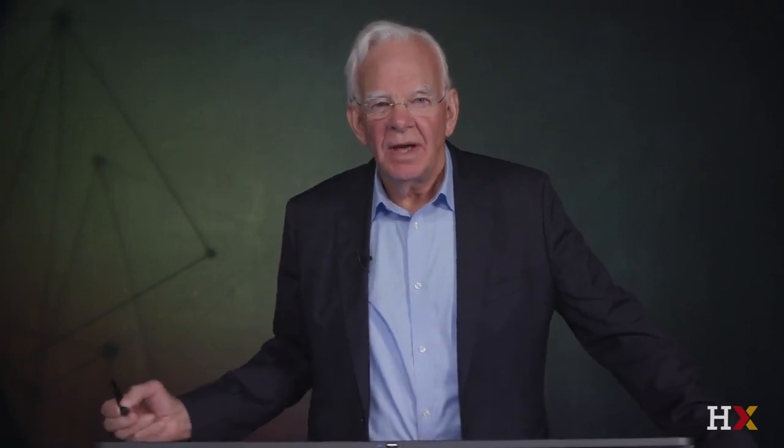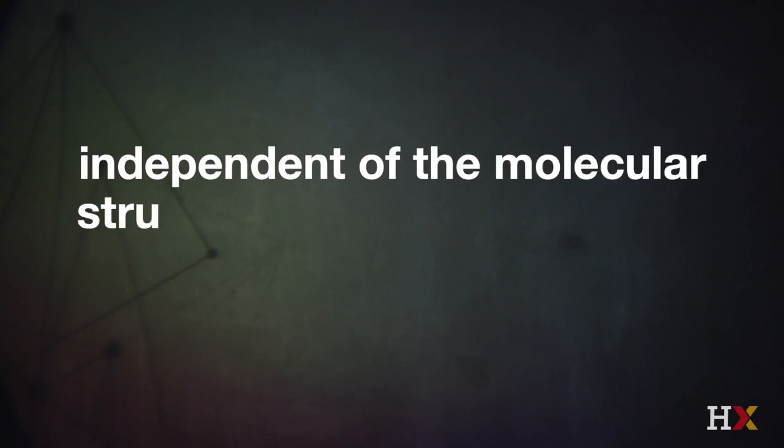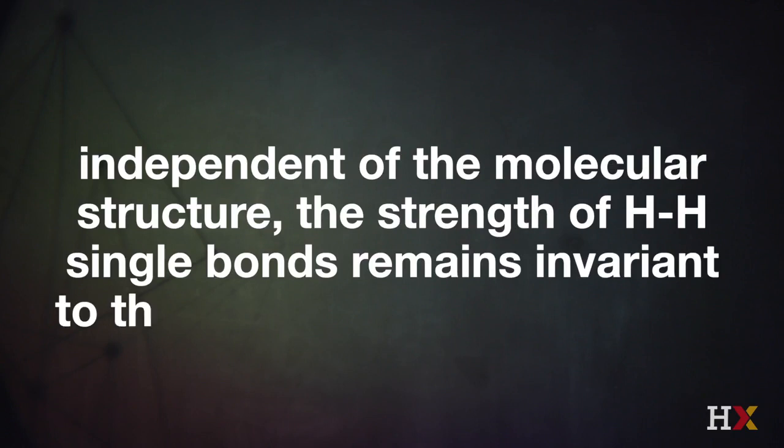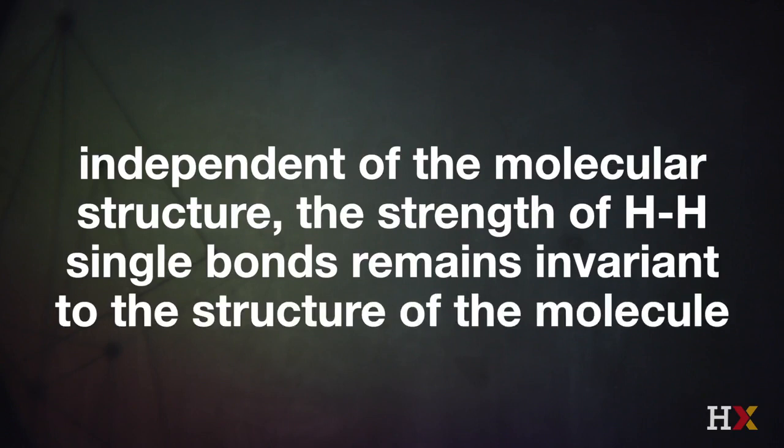Case study 2.3 looks at calculating energy yield from chemical bonds, and it applies this to the combustion of fossil fuels as an example. But the most remarkable thing about case study 2.3 is that it points out something of fundamental importance, and that is, independent of the molecular structure, the strength of hydrogen-hydrogen single bonds remains invariant to the structure of the molecule. That's the same thing with a carbon-oxygen single bond or a nitrogen-nitrogen triple bond.